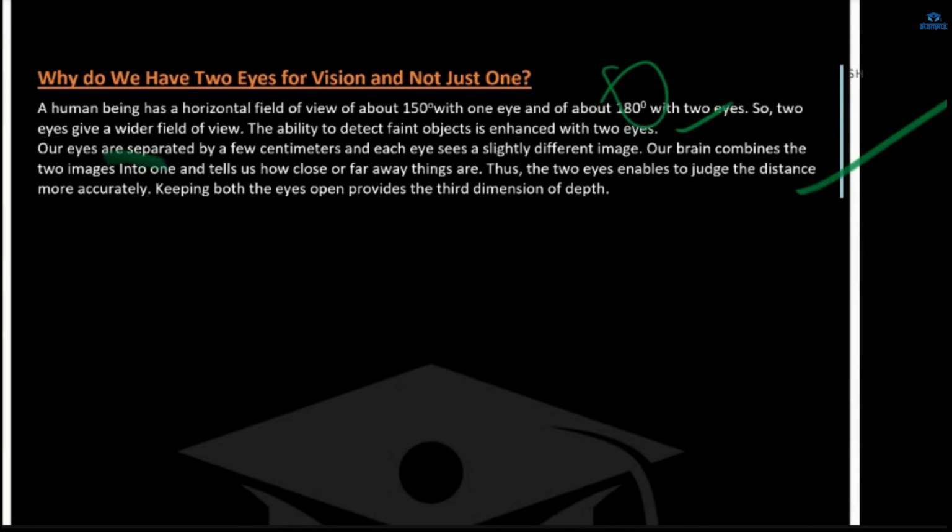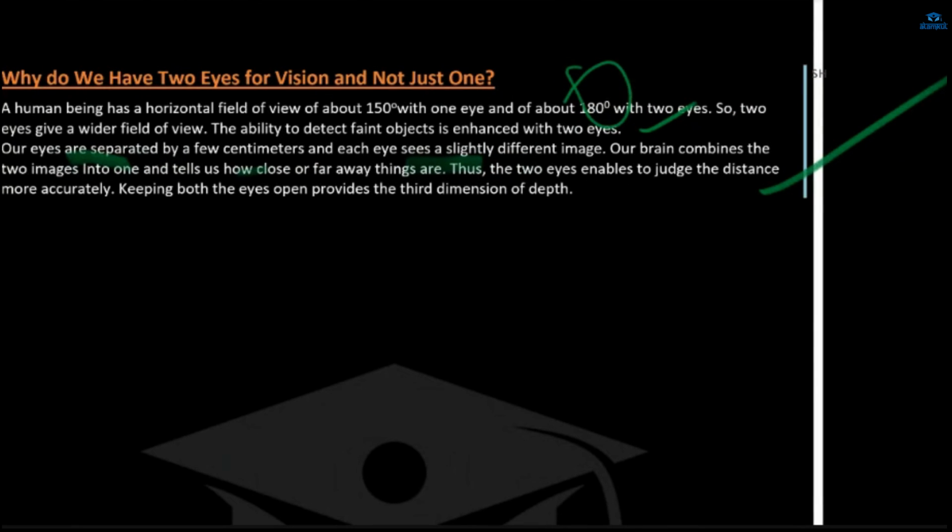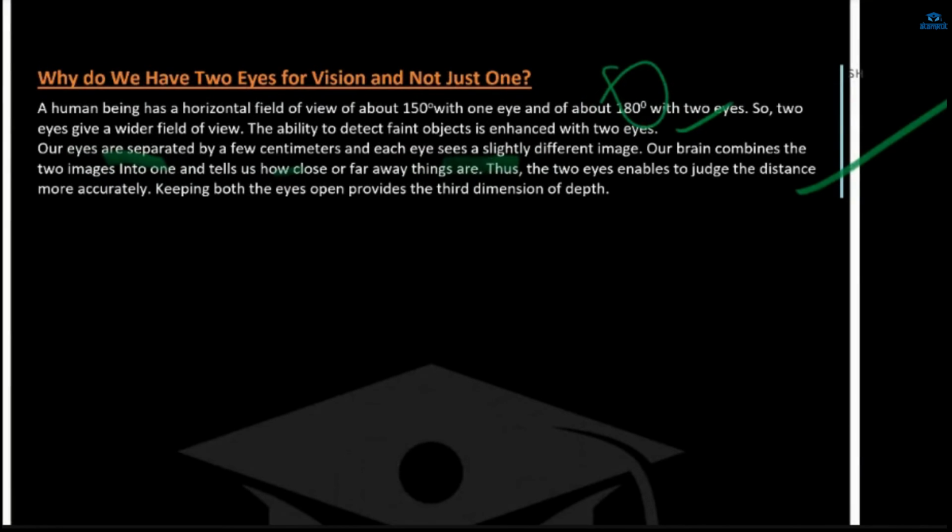Our eyes are separated by a few centimeters, and each eye sees a slightly different image, right? Because they are at different places, the lenses of both eyes form different images. But our brain combines the images and lets us see one image of the object. We have two eyes, but we don't see two objects; we see just one object.